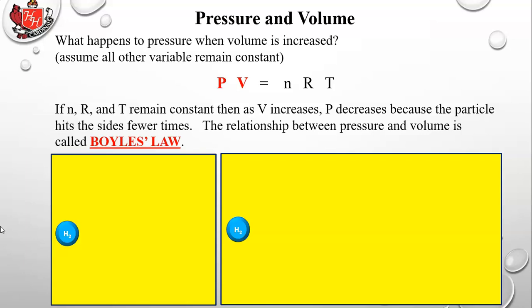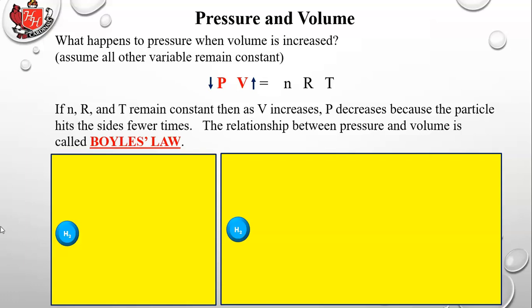So what's going to happen here is, look at this equation. If we want to know how a change in pressure is affected by a change in volume, we look at those two variables. Those are the ones in red. That means everything else is going to remain constant: the number of moles, so you're not going to add or take away any of the gas, and the temperature, which means the speed of the gas particles is going to stay the same. Okay? So if N, R, and T remain constant, then as V increases, P decreases.